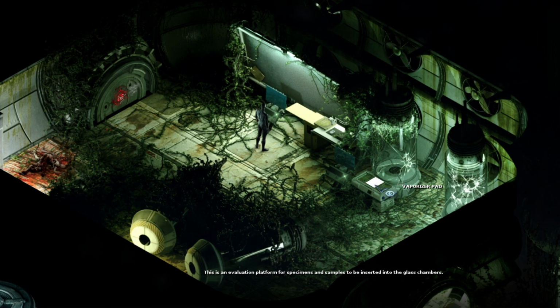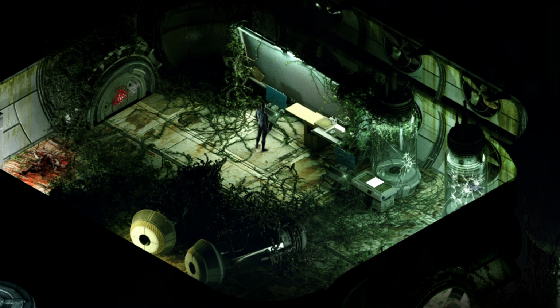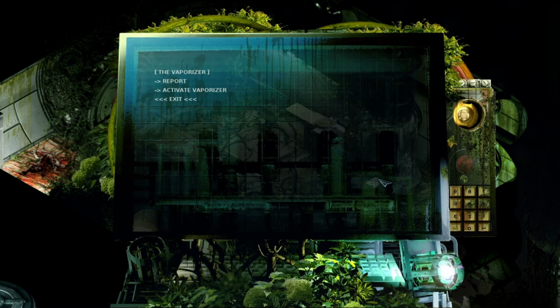This is an evaluation platform for specimens and samples to be inserted into the glass chambers. And it looks pretty interactable, although it's not clear to me why I would want to interact with it. I mean, it looks like you could put something on it, you know. Alright, the Vaporizer. Report.